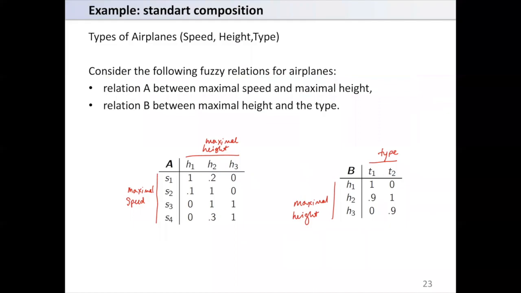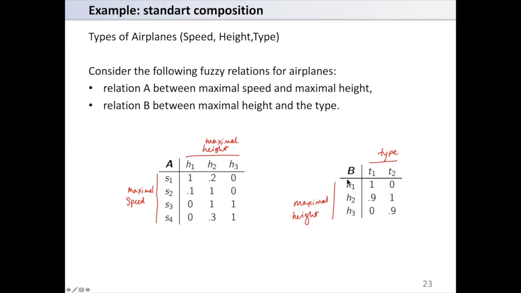Here there is another example for the standard composition. Consider the following fuzzy relations for airplanes. Relation A between maximal speed and maximal height, and relation B between maximal height and the type. For the relation A, we have different levels of speeds for the maximal speed, and here also we have heights. And this is a relation between the speed and height. It has some values between 0 and 1.